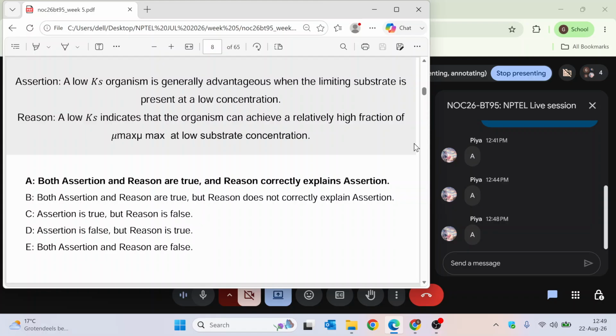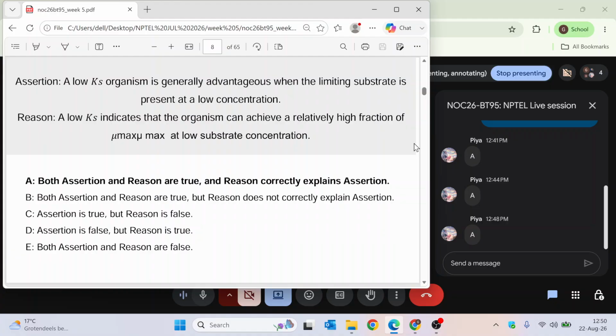Here, first of all, Ks is the term in the Monod equation which represents the half saturation constant. So what is a half saturation constant? It is the substrate concentration at which the specific growth rate is half of mu max. Whenever mu is equal to mu max by 2, the substrate concentration is called Ks, and it is an indicator for the substrate affinity of the microorganism. If the Ks value is low, then the organism has a higher affinity towards the substrate.